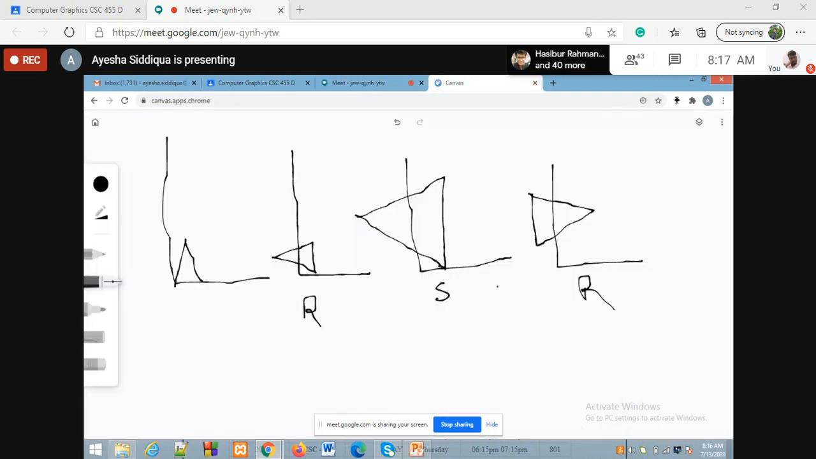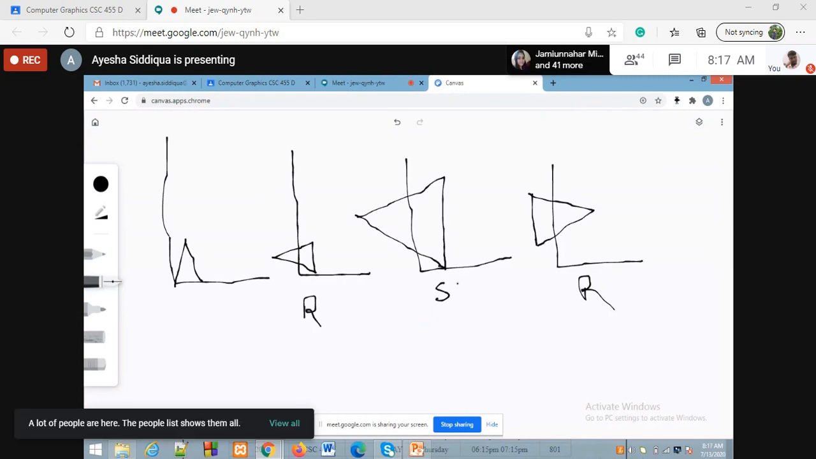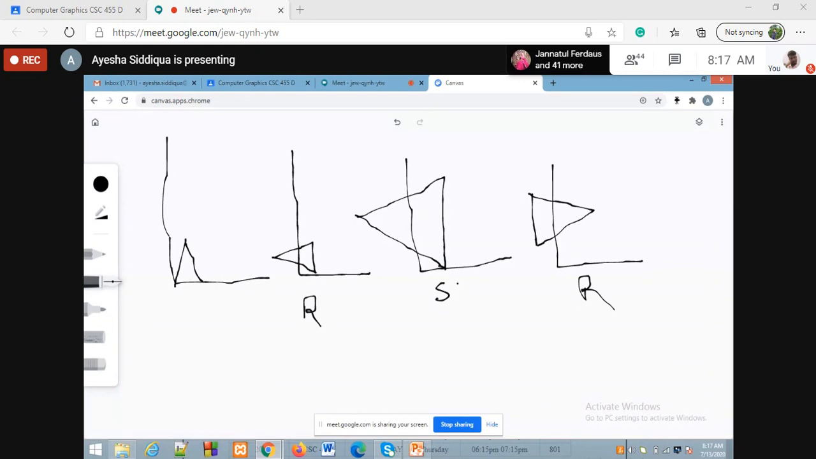Just like in the last example, first you did translation, then you performed the scaling, then you performed the rotation, like this. Whatever you are doing, according to the way of transformation, you have to calculate the transformation matrix. Is it clear?